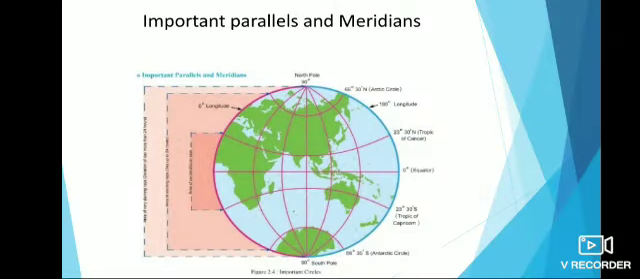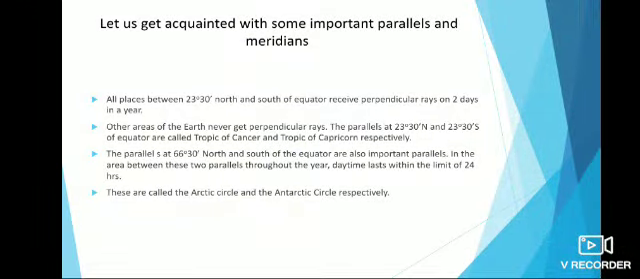Now, important parallels and meridians. Refer to this figure. You have this figure in your textbook also. Let us get acquainted with some important parallels and meridians. All places between 23 degrees 30 minutes north and south of the equator receive perpendicular rays on 2 days in a year. My dear students, you know that our earth has an inclined axis. So perpendicular rays fall only 2 days on the equator throughout the year. Other areas of the earth never get perpendicular rays.